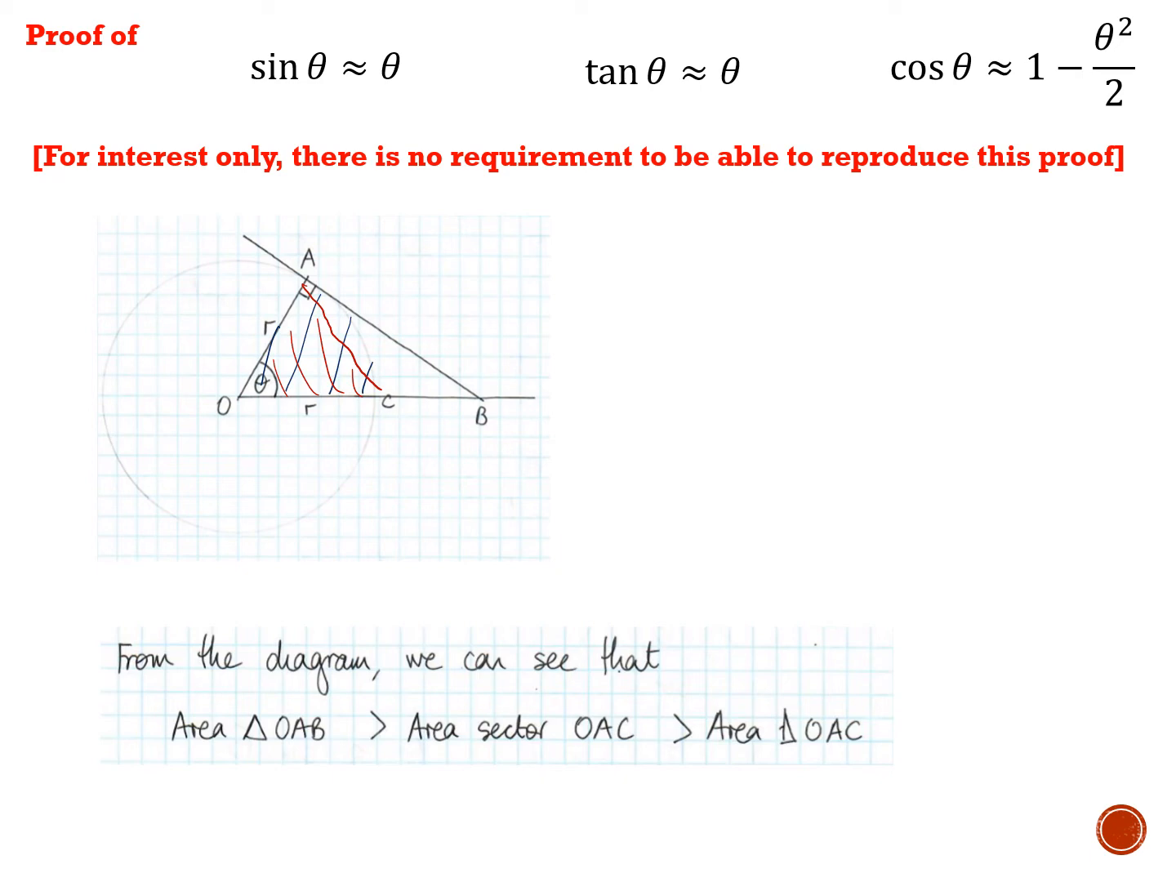One other thing we're going to make use of is this fact. If I do tan of theta using my right angle triangle OAB, then tan theta is opposite over adjacent, so tan theta is AB over r. If I rearrange it, I get AB equals r tan theta, and I'm going to use that in a minute. Let's carry on with our proof then.